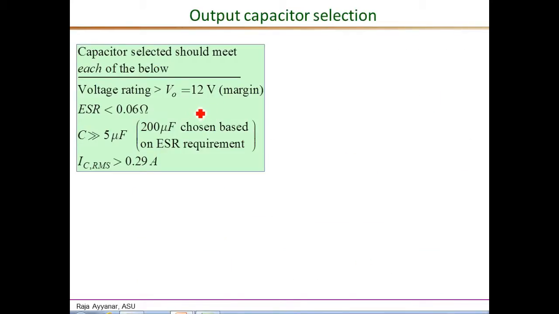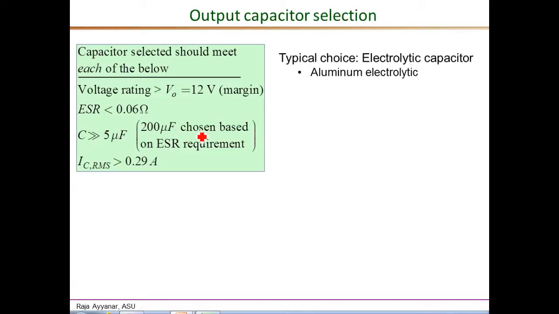Here I have summarized all the 4 parameters needed to choose the output capacitor. The main point to note is that whatever capacitor we finally select should meet each of these 4 parameters individually. In meeting the ESR requirement of 60 milliohms, we would surely need a capacitance significantly larger than the minimum 5 microfarad that we saw in the previous slide. So from a data sheet, I picked a 200 microfarad capacitor, which has an ESR of slightly less than 60 milliohms.